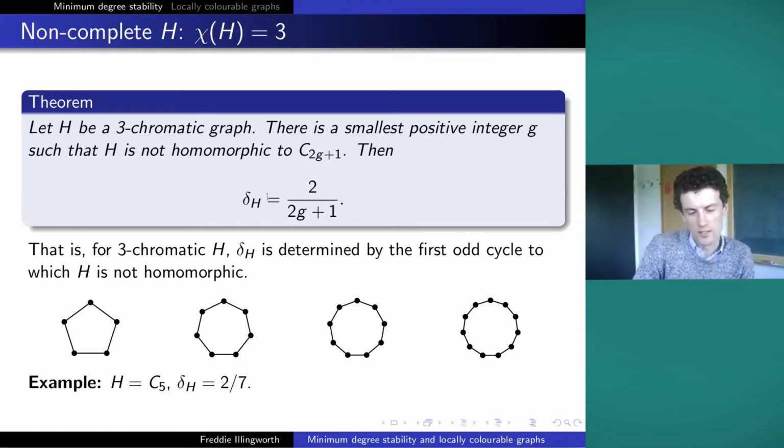I think we see why delta H definitely has to be at least 2/(2G+1), right? Because the blow-up of this (2G+1)-cycle doesn't contain H and is far from bipartite. So you need at least that minimum degree to guarantee being close to bipartite. But a good question is why doesn't it happen earlier? Why are the odd cycles the only interesting graphs that we have to compare things to?